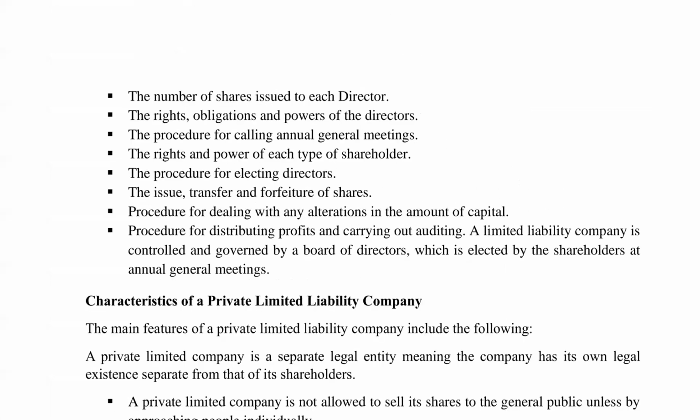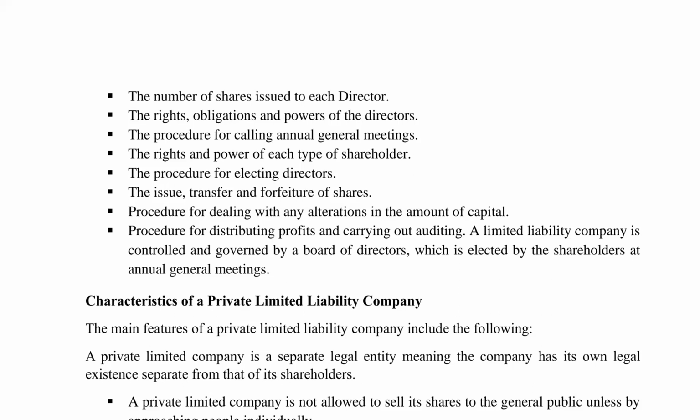Right. So let's continue with the articles of association. I was talking about the components of the articles of association. Are you able to hear me? Yes, sir. Okay. So I said that the articles of association has the rights and powers of each type of shareholder. It has the procedure for electing the directors. In the articles of association, it should be clear how you are going to be electing the directors.